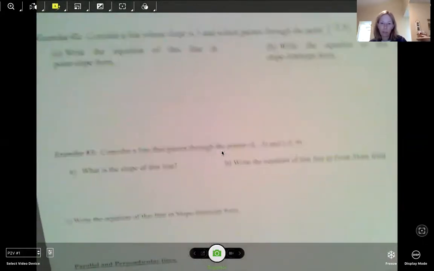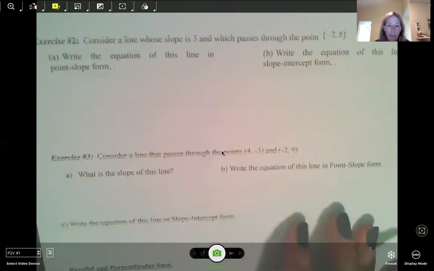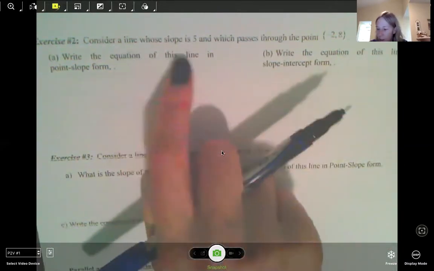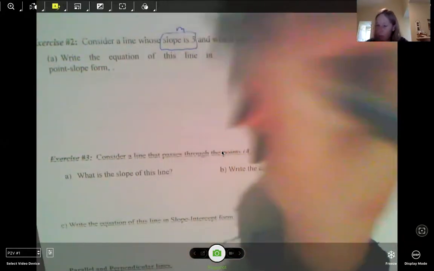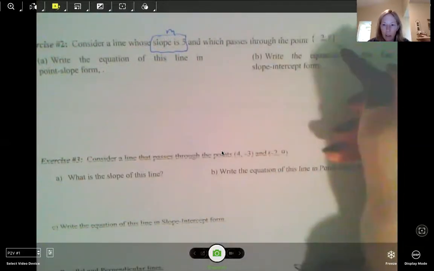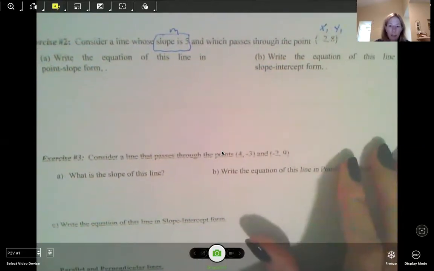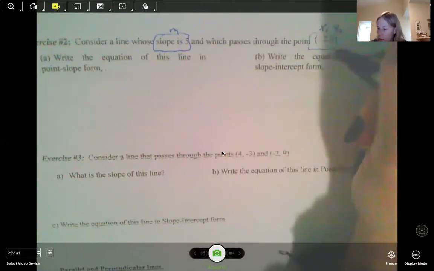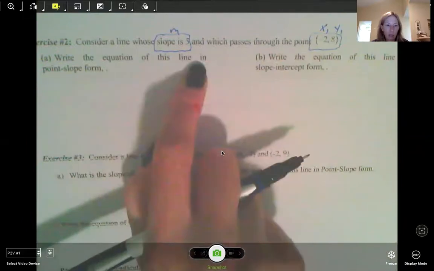The second 2 are going to be a little bit more involved because we are having to come up with the equation of the line. This one says, consider a line whose slope is 5. So we know m is 5 and it passes through the point (-2, 8). So remember, when we have some point that is on the line, we call it x1, y1. All right, so we know 3 parts, and it says write the equation of this line in point-slope form.